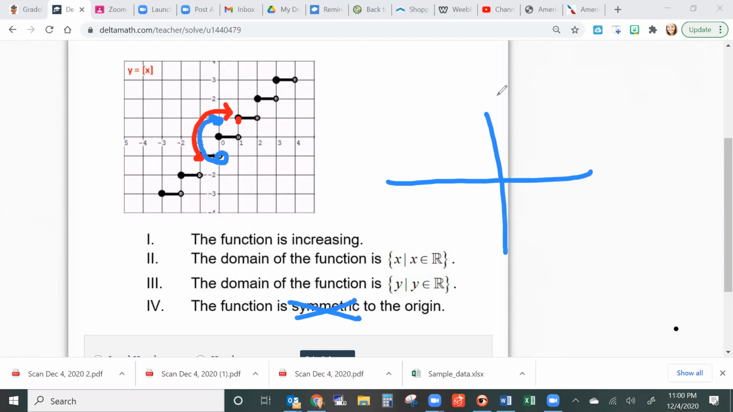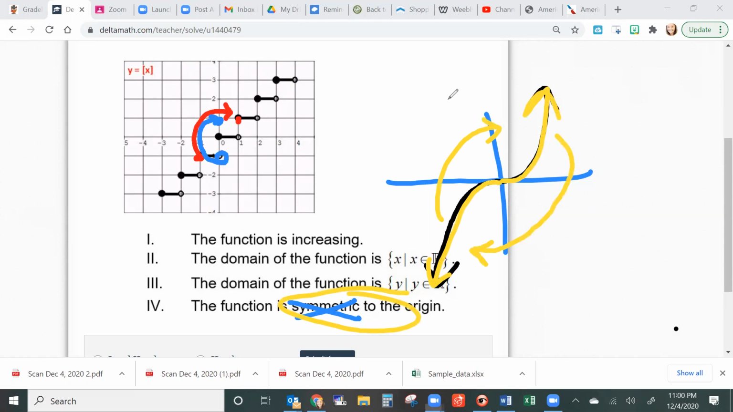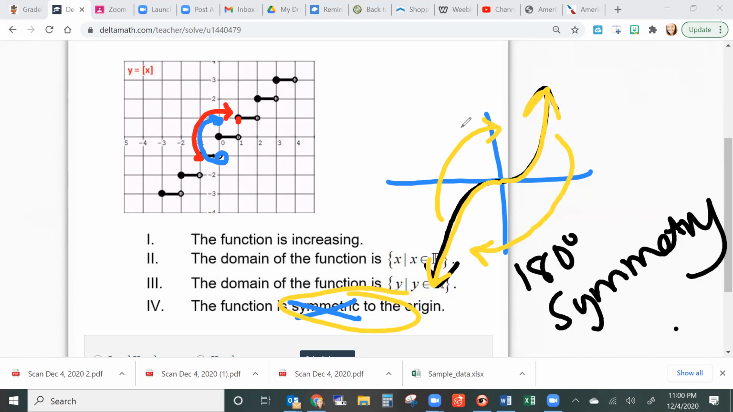Symmetric to the origin would be like if your graph was like this. Think about a fidget spinner. If I were to rotate that around 180 degrees, this part of the curve would be in its exact same position, and this part of the curve would be in its exact same position. That's what it means to be symmetric to the origin: you have a 180 degree symmetry. Which you can see here obviously does not happen.